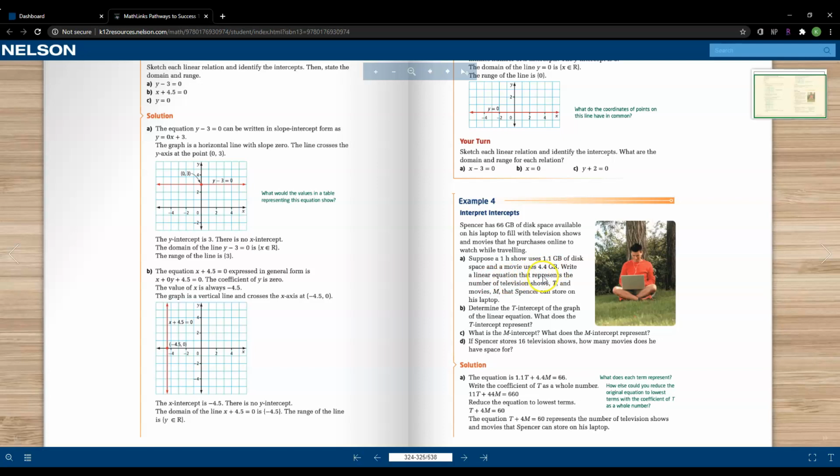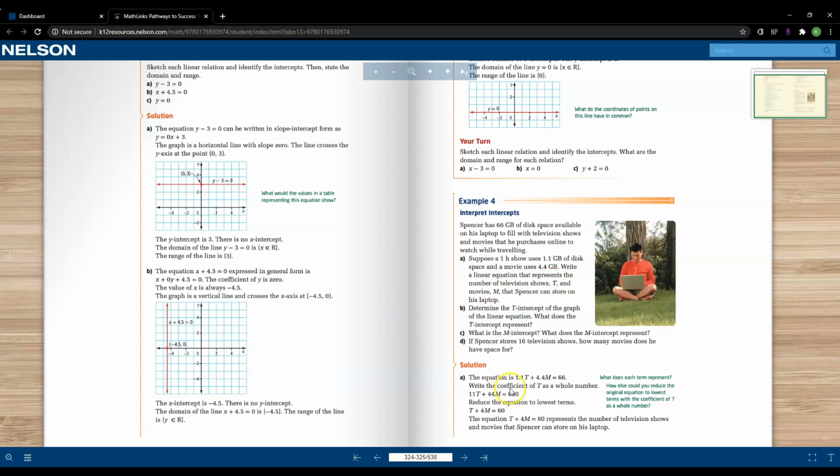Write a linear equation that represents the number of television shows, T, and movies, M, that Spencer can store on his laptop. So really, we're just going to write an equation. You can write it as y equals mx plus b, and then we can change that to general form if that's what they want us to do later, but we'll just focus on A right now. So, a TV show takes up 1.1 gigabytes of space, and a movie takes 4.4 gigabytes of space. That's the information that we need to extract from this whole paragraph. Everything else doesn't really matter. Eventually they also want us to use these letters for the variables. T is going to be for the TV shows and M for the movies.